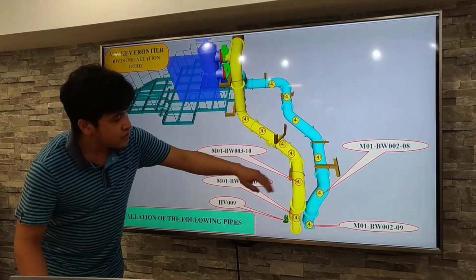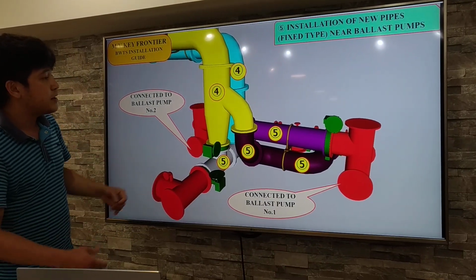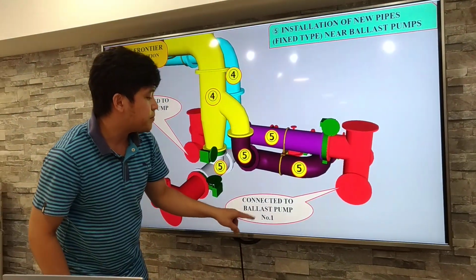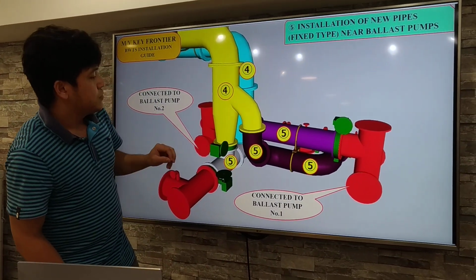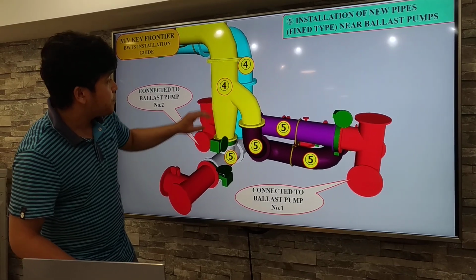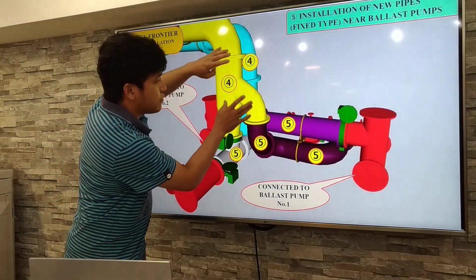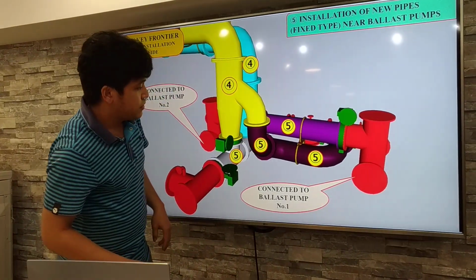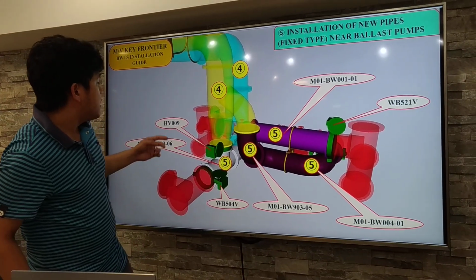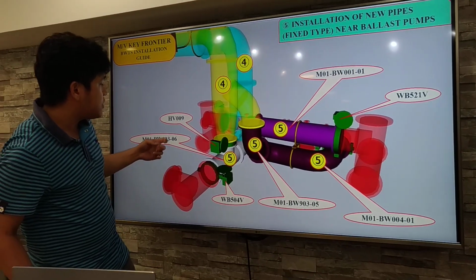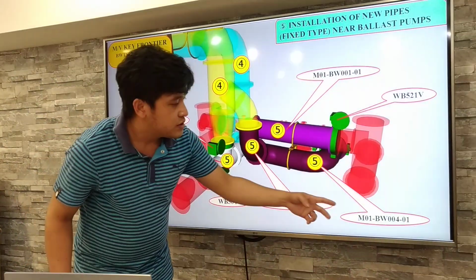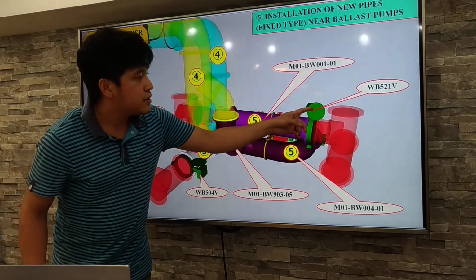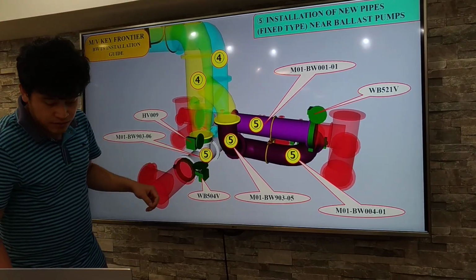So after this area, we will proceed to the below part. This pipe is connected to ballast pump number 1 and number 2. So we're finished with this area. We will proceed to the fixed pipes. So we have these pipes 90306, 50041, and 0011 with the valves connected to it.